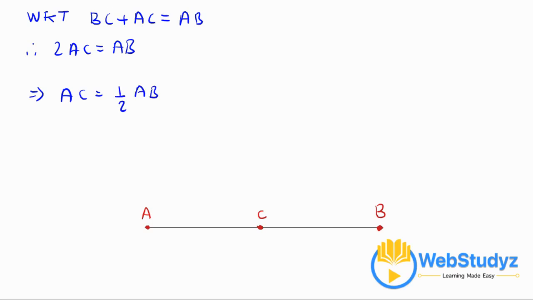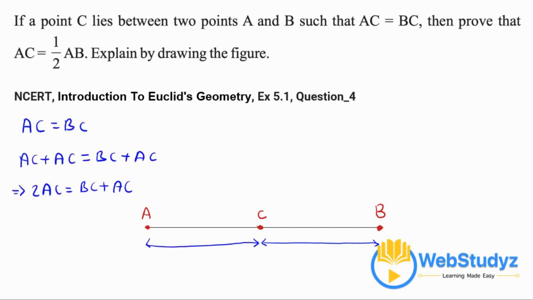So we have actually proved what was to be proven. So using the concept of line segment, and given in the question that AC equals BC, we have solved this problem. So students, hope you understand this problem well.